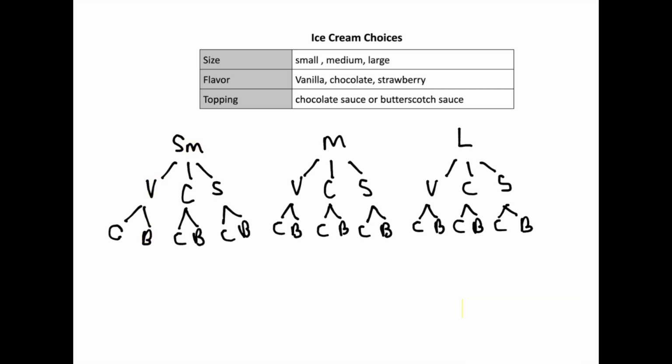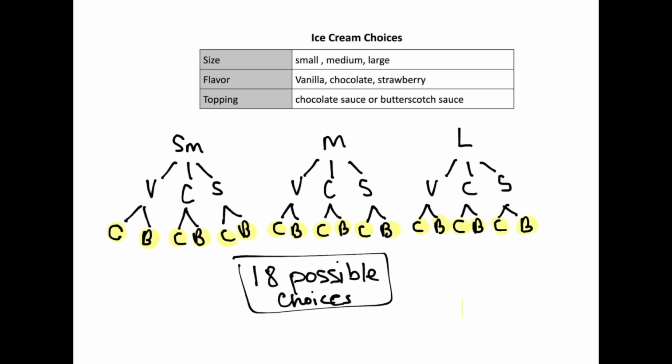When you want to know your total possibilities, count the outermost layer. So we have 1, 2, 3, 4, 5, 6, 7, 8, 9, 10, 11, 12, 13, 14, 15, 16, 17, 18 possibilities. Making the tree diagram helped us see all of the possibilities. And these possibilities would be our sample space.